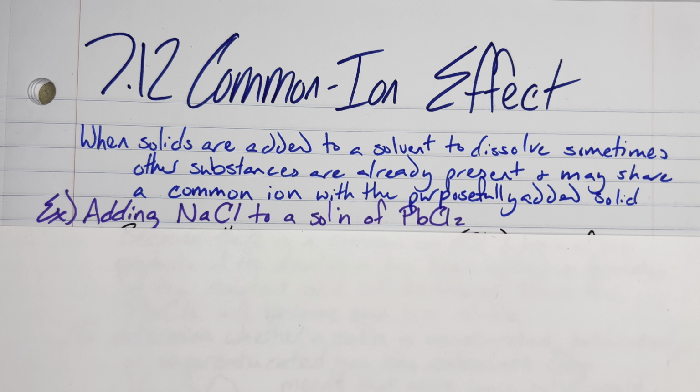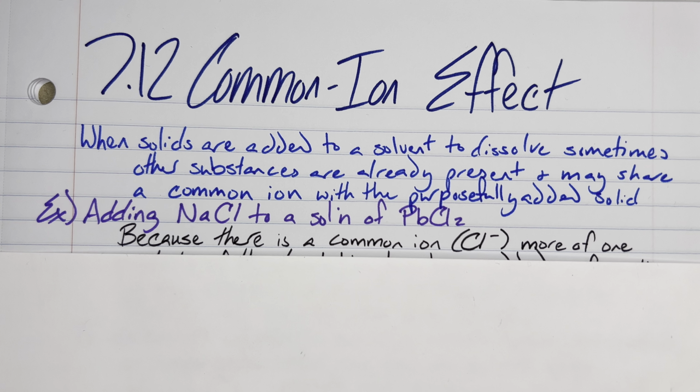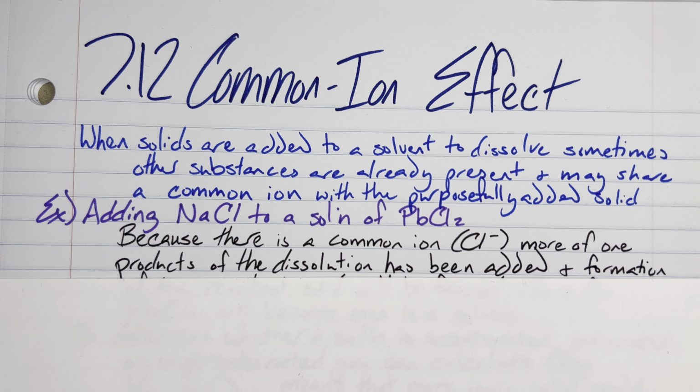So an example would be if I was to add some sodium chloride to a prepared solution of lead 2 chloride. Lead 2 chloride is not as soluble as sodium chloride, and because there is a common ion between the two ionic compounds, chloride, more products have effectively been added to the dissolution.